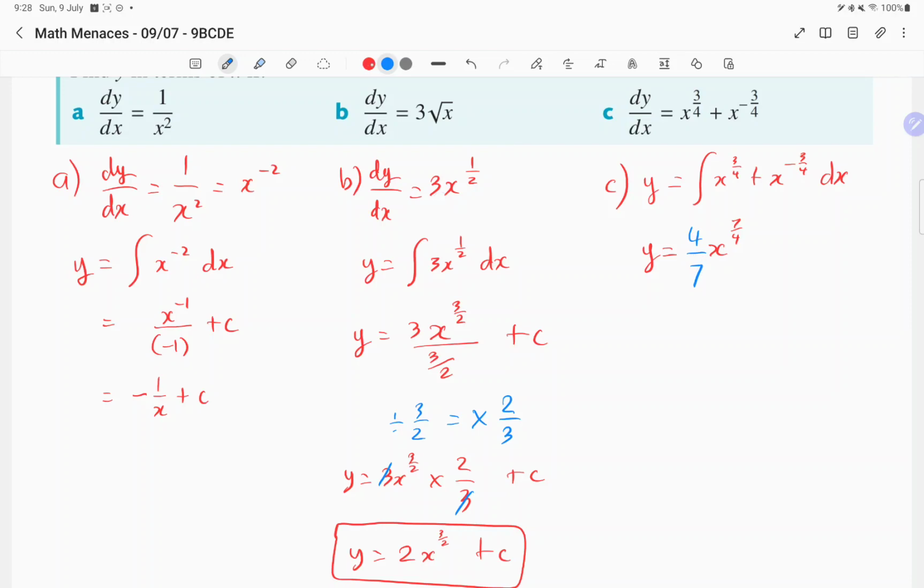Mm-hmm. Okay, similarly, the next term would be you add 1 to negative 3 over 4. Charlie, what is negative 3 over 4 plus 1? 1 over 4, yes. So 1 over 4, you divide by that, means you times the reciprocal, and so that would just be 4x to the power 1 over 4 plus c. So you see, if you are confident enough, 2 lines and you're done.